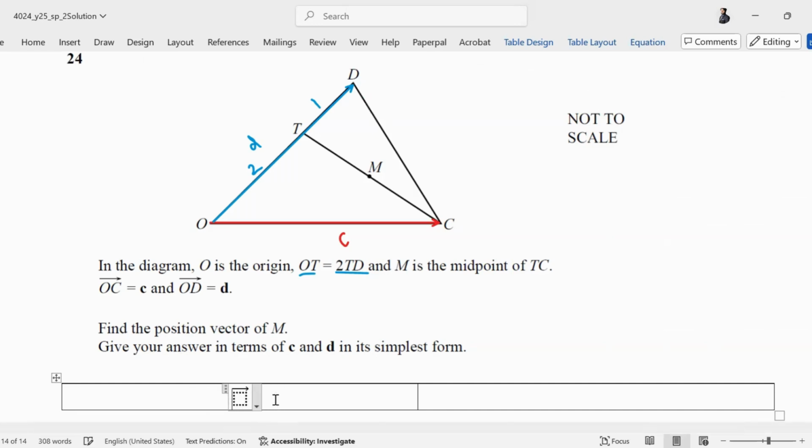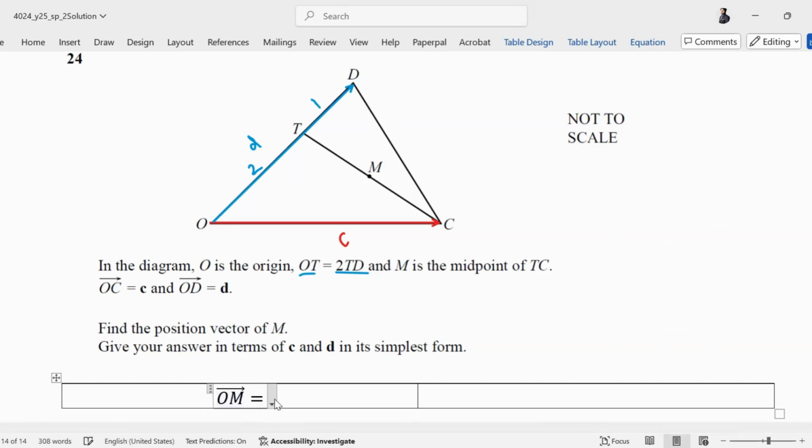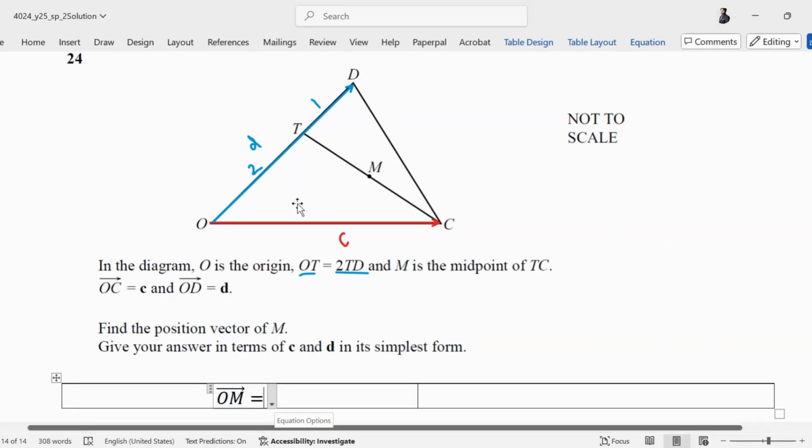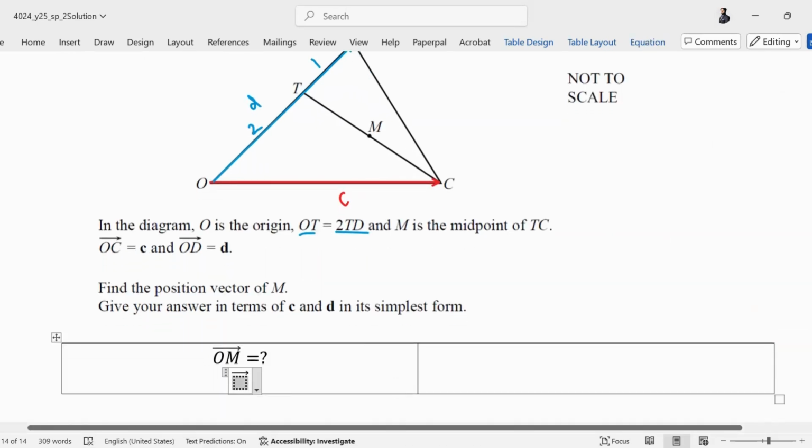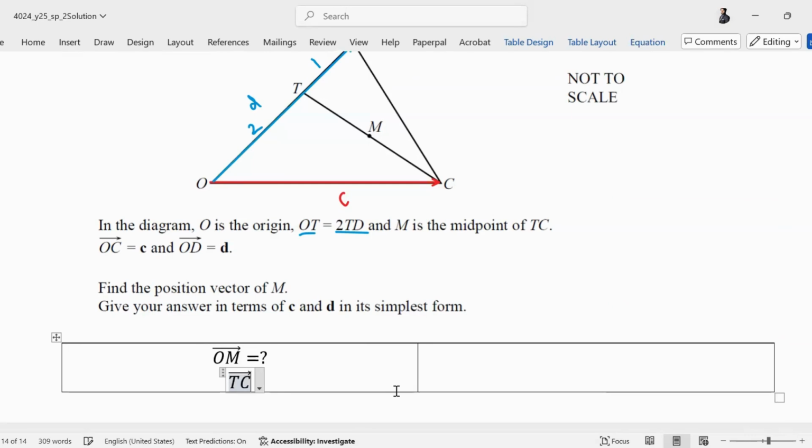OM is what I need. So in order to find OM, I'll need to find other vectors. I have nothing right now. I cannot go from O to M. So if I find TC first, how do I find TC? Because M lies on TC, that is the reason I'm trying to find TC first.